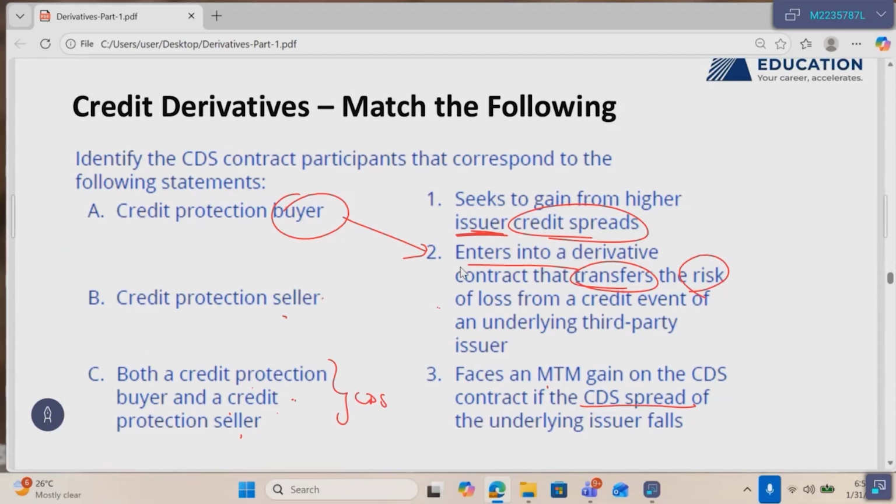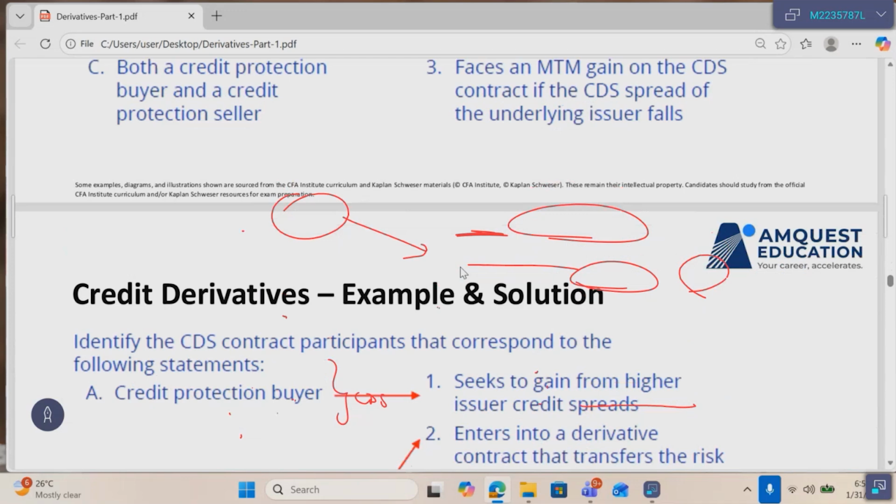Now, who seeks to gain from a higher issuer credit spread? If the credit spread is very high, then the person will gain when he's buying the contract, and the seller will face the MTM gain on the contract if the CDS spread actually falls, potentially. Okay, so they are actually very tricky options. Let me just put it from here.